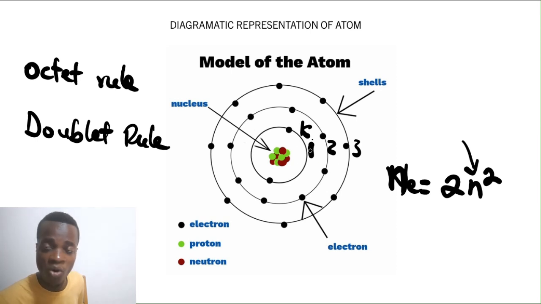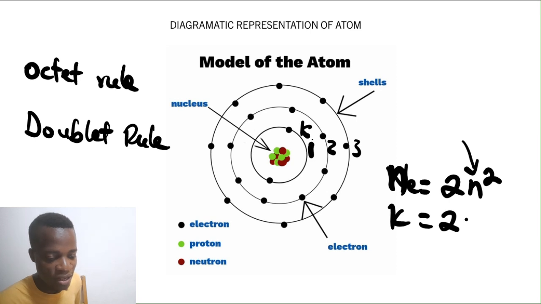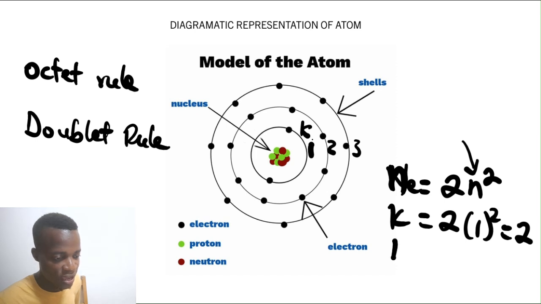Which shell number is that? We always count from the inside. So this one is shell number 1, right? The K shell is going to host how many electrons? 2 times 1 squared, which is 2 times 1, that is going to be 2 electrons. So always 2 electrons are on the first shell.